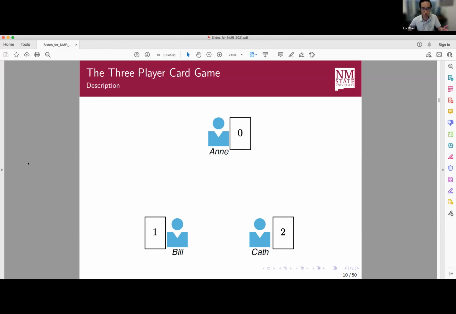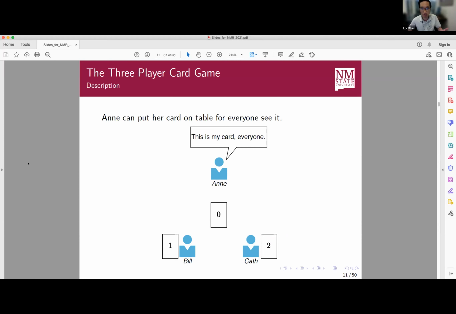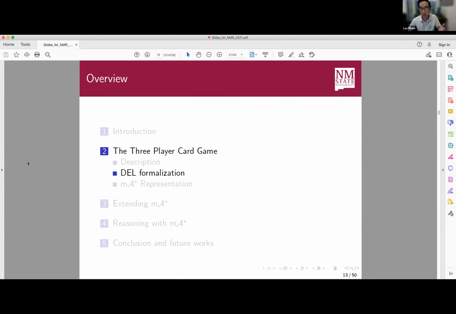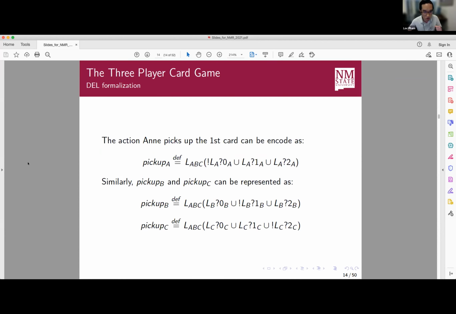Then Anne has 2 choices now. Either she can put her card face up on the table for everyone to see, or she can show her card to Bill only. So let's see how dynamic epistemic logic can deal with this domain. First, the action of Anne picking up the first card can be encoded in a formula. This formula says that after Anne picks up her card, all the agents in the room, Anne, Bill, and Kat, know that Anne must learn the value of Anne's card, and it turns out the value of Anne's card is 0.